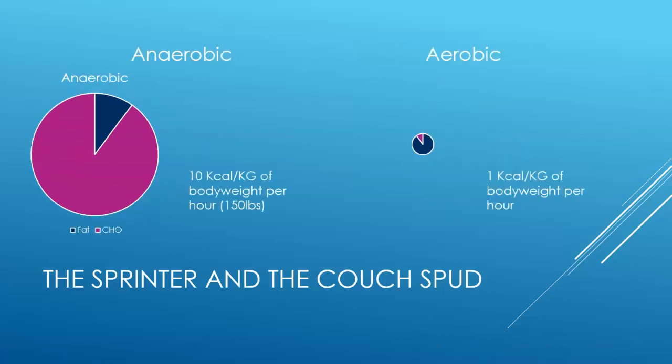When we look at this, on the pie chart of working out and fitness, the anaerobic side, the sprinter, yes, of course, his fat burn is a very small percentage, maybe 10% for sake of our conversation here, but he is burning calories at a higher rate per minute than the person sitting on the couch. So even though this person is burning more fat as a percentage, his pie is very small.